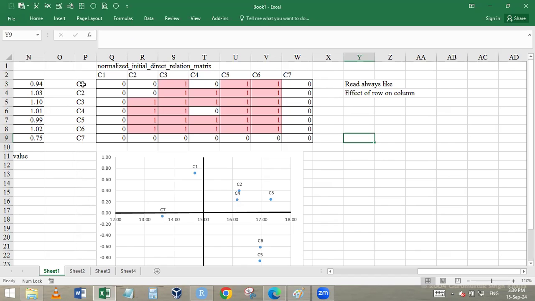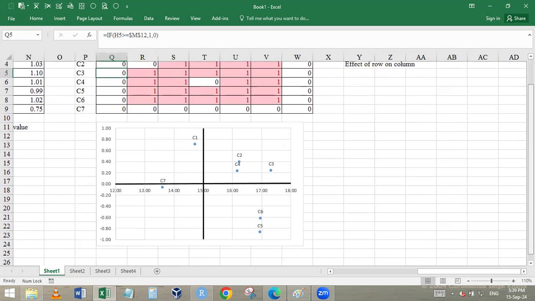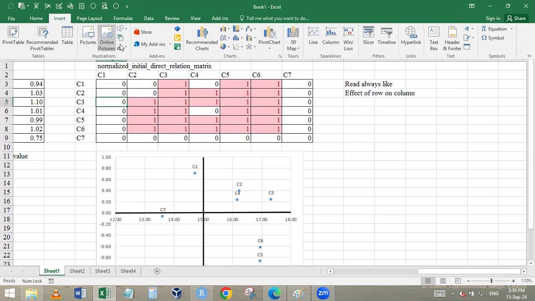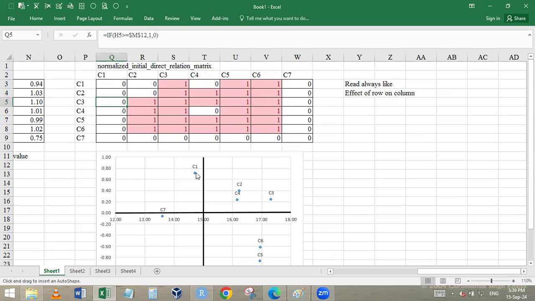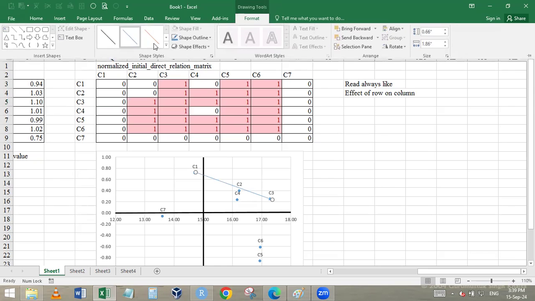This will be read as C1 has an effect on C3. By the way, C3 has no effect on C1. Only a one-sided effect is there. So from C1, there is an effect on C3. So insert, help me in drawing these arrows. From C1, the arrow will go to C3. And we can make this of one particular color. You can use some others also, a tilted arrow, etc. I'm just showing for representation.